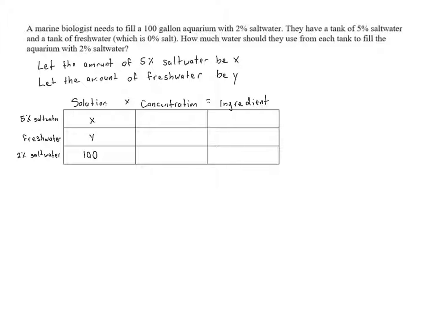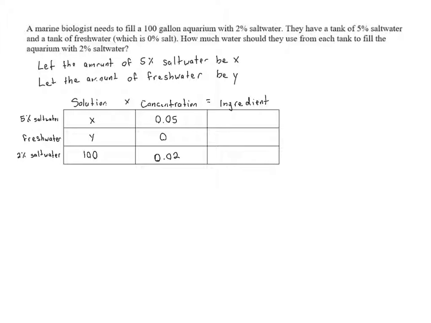Next, we fill in the concentrations. 5% as a decimal is 0.05. The fresh water, remember, that doesn't contain any salt. It's 0% salt, so that's just 0. You could write 0.00, but it doesn't matter. It's still 0. And then the 2% salt water, 2% is 0.02.